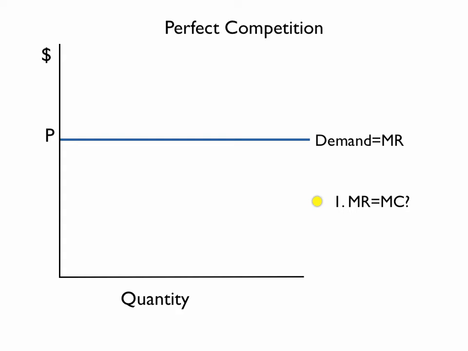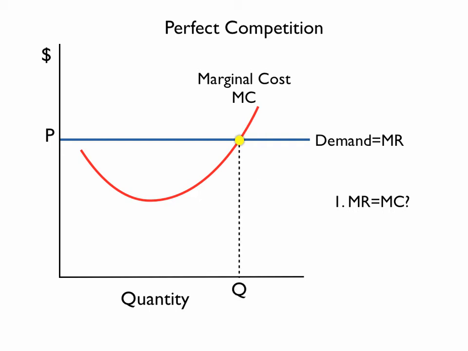So we need to see a marginal cost curve. This curve is U-shaped to indicate that costs typically tend to decline and then increase. Now that we have marginal revenue and marginal cost, we can pinpoint the intersection. The next step is to draw a vertical line down to the quantity axis. This line will point to the quantity we should produce if we want to maximize profits.